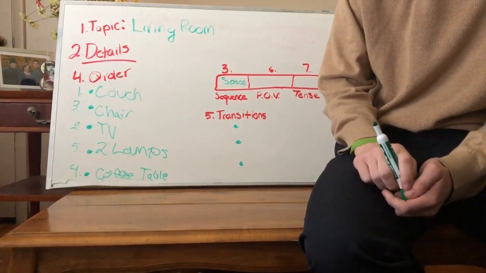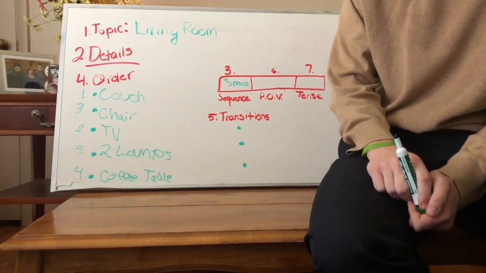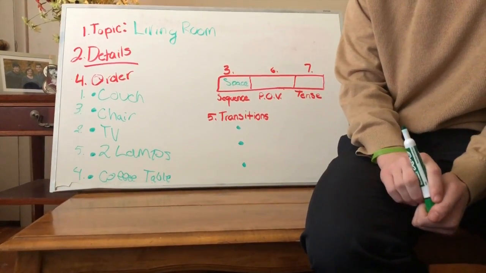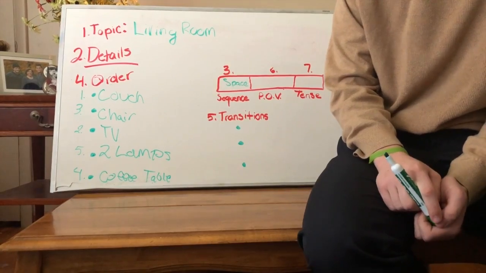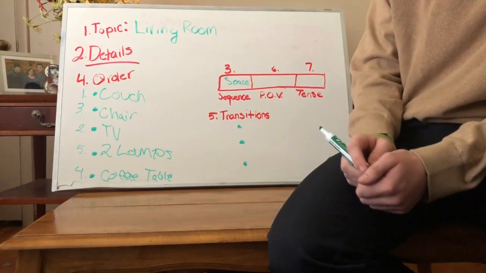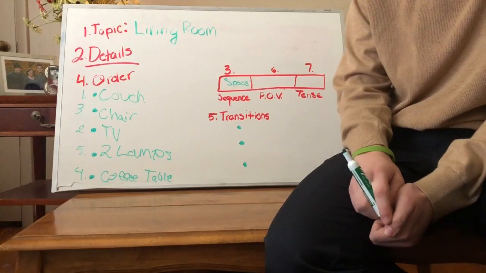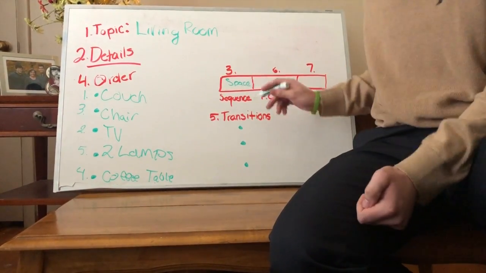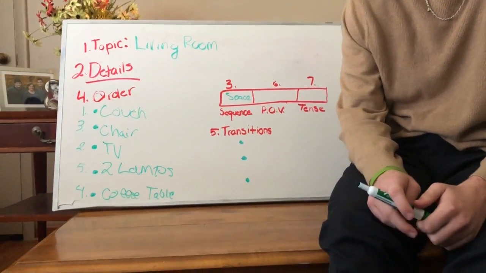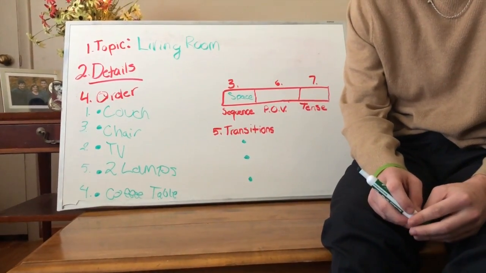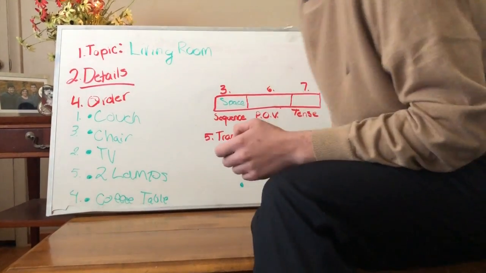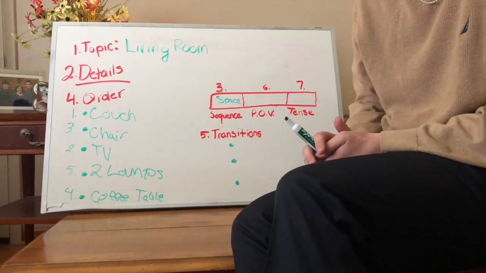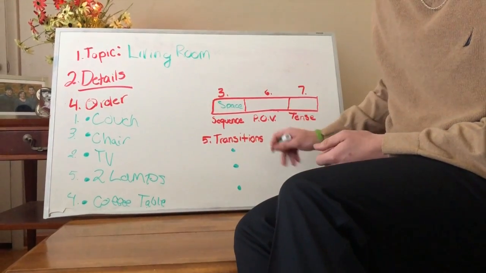So now that we have our order for the details ready, we're going to move on to the next part of the blank paragraph diagram, which is transitions. So in each detailed sentence, we need to transition into the next detailed sentence. So let's think about it. For our example, we're going to show in space sequence. So let's see. We have the couch, the TV, and then the chair. So we're going to describe the first item, so the couch.